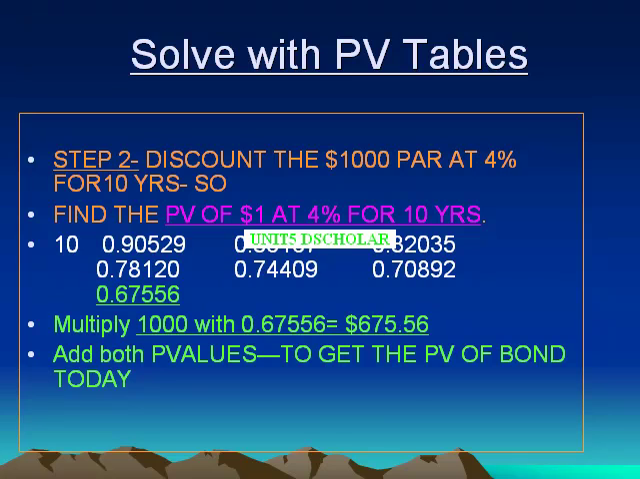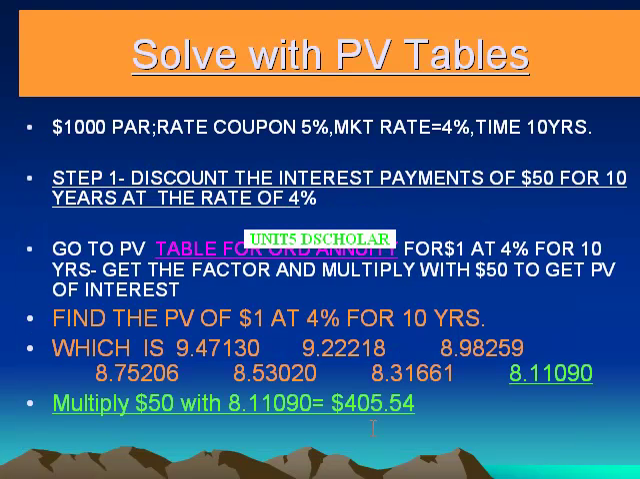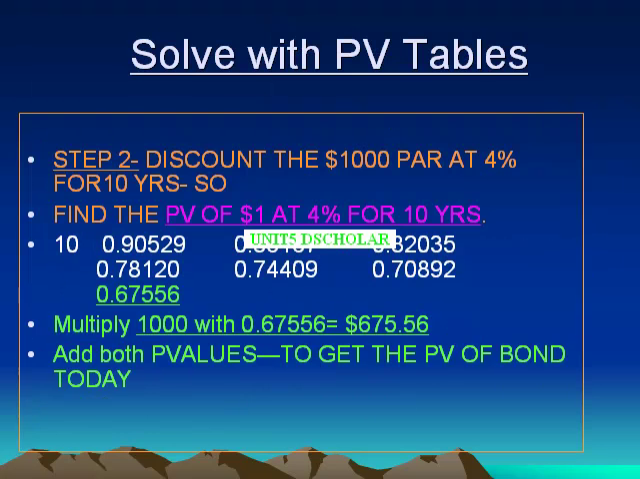previous discounting that we did with the 405. Add the 405 and add the 675 to get the present value of the bond. This is how we just determined using the tables, we calculated the worth of the bond without Excel.